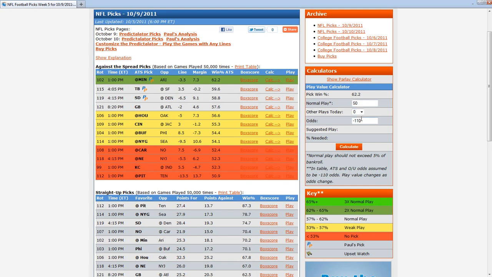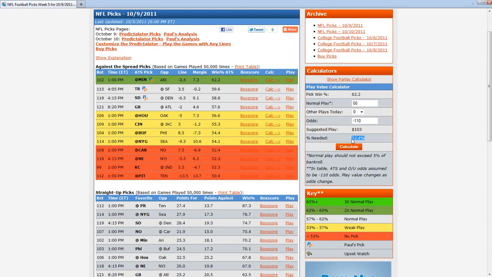And we're going to do what we normally assume for these tables, and that is leave it at minus 110 odds for this line. If the line is different, it is important to change these numbers to figure out exactly what is needed to justify playing a specific pick. In this case, we haven't changed any of those numbers, and you'll see that $103, or right about 2 times the normal $50 play, is the recommendation for this specific pick.